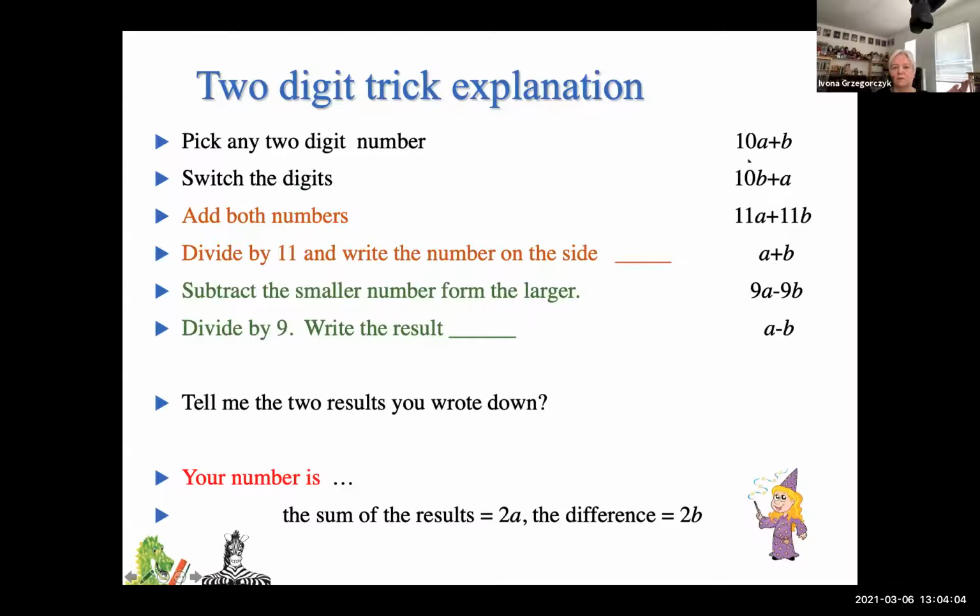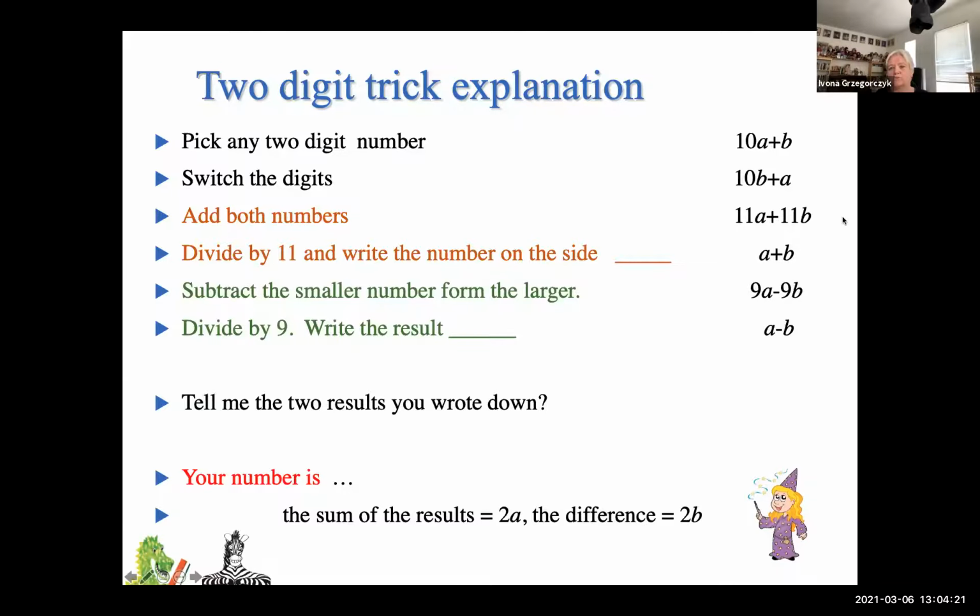Yes, if the number is 10x plus y. Right, so it's 10a plus b. This is your two-digit number. Then I switch the digits. So it's 10b plus a. Now, when you add both of them, you will get 11a plus 11b.